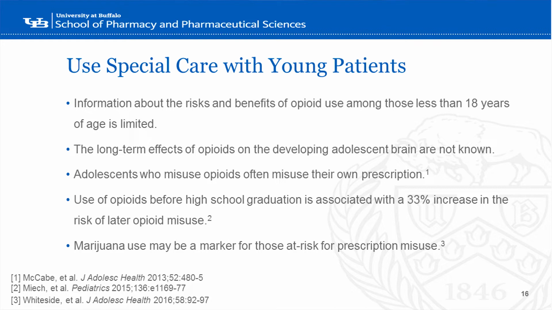And the use of opioids before high school graduation, even just one prescription for an opioid before high school graduation, will increase the chance by 33% that that individual will later develop an opioid use disorder. And marijuana in the urine may be a special marker for those who are at risk for prescription misuse.